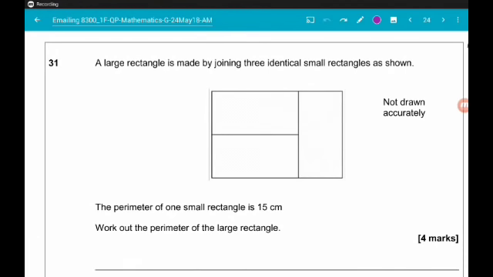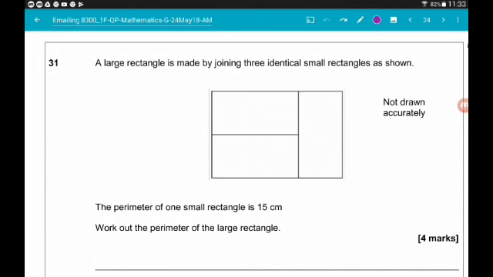31. So a large rectangle is made by joining 3 identical smaller rectangles. So this is our lovely rectangle here. The perimeter of one small rectangle is 15 centimeters. We want the perimeter of the big rectangle.